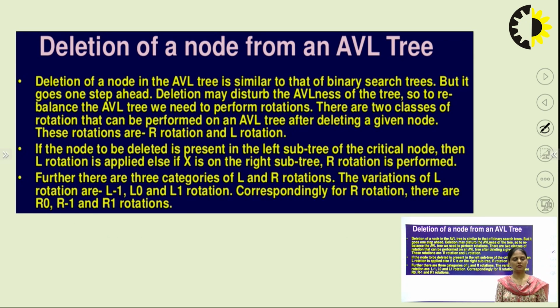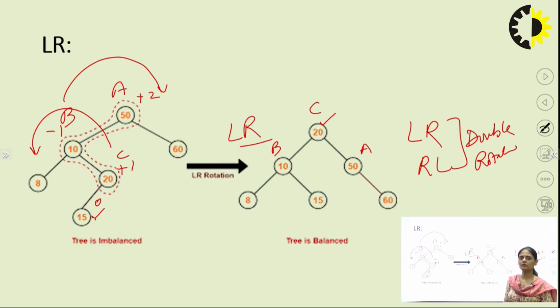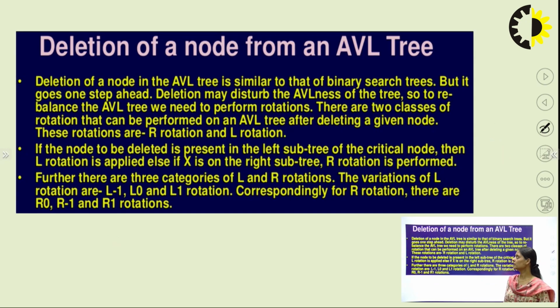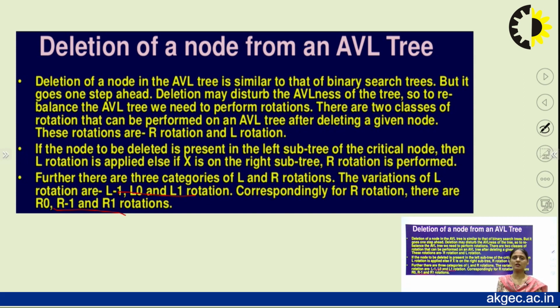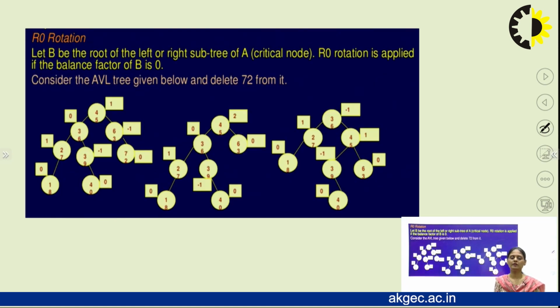Now in case of deletion, this was the insertion. The 4 cases were there: RR, LL, LR and RL. In case of deletion, there are 6 cases. Quite easy. Basically, they are categorized as R and L. For R, we have 3 cases: R0, R1, R minus 1, and L0, L minus 1 and L1. These are the rotations. So whenever we delete any element and thereafter the tree becomes unbalanced, then we go for balancing the tree after deletion.